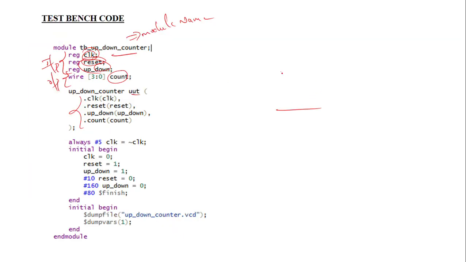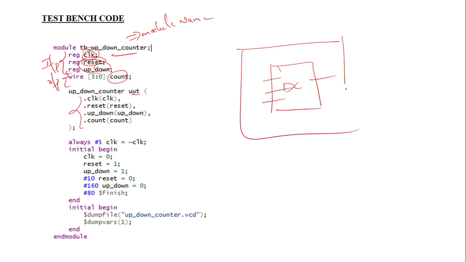So here this is our design code. These are our inputs and this is our output. So this is our test bench. We are giving inputs and outputs here.